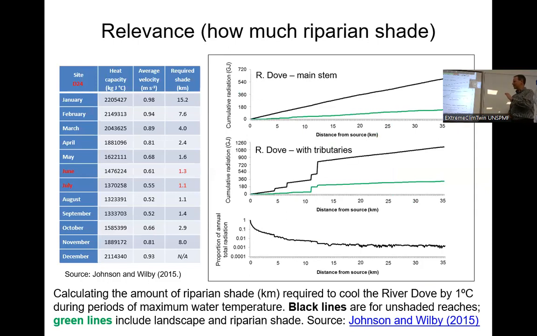This is just more of the same, it's relevant, we can use more analysis to say how much tree shade do we need to plant to cool the river by a certain amount. And basically the answer is that to reduce the temperature by one degree, we essentially need about 1 or 2 kilometers of tree planting. And that's a very useful rule of thumb that you could give to a landowner and say, if you plant this amount of trees, this is the benefit you're likely to get. So again, it's relevant information.